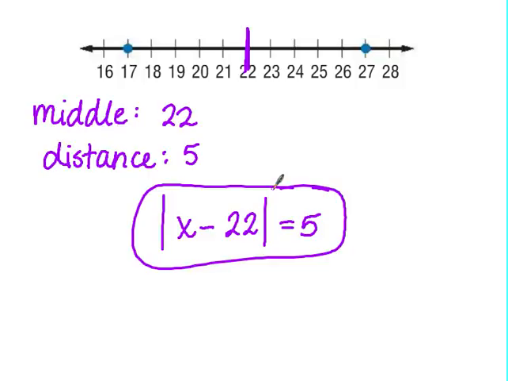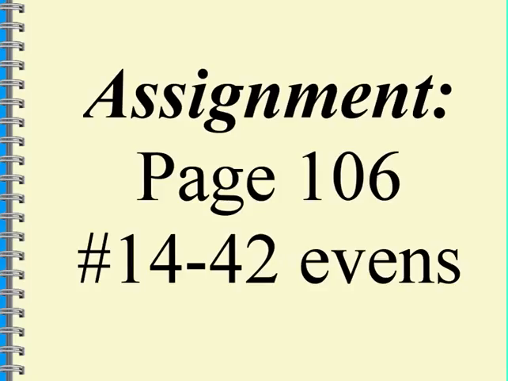So this is what I need you to do for tomorrow. Okay, I need you to do 14 through 42 the evens on page 106. Okay, 14 through 42 the evens on page 106.